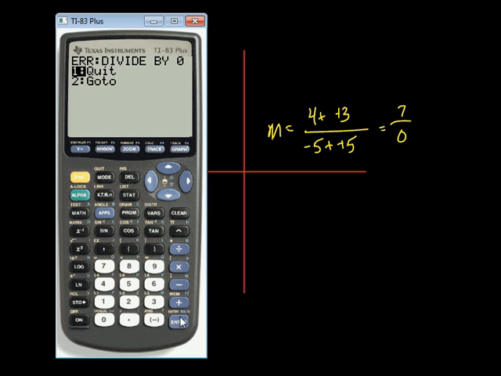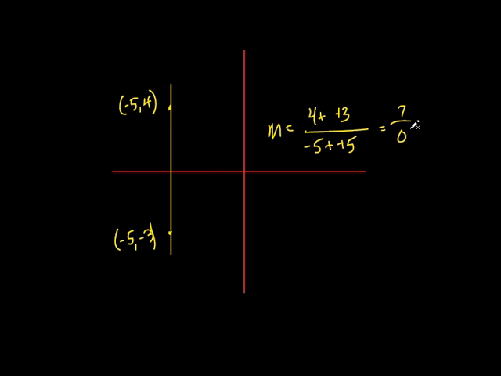Let's see what happens. Oh, error. And it even tells you: you divided by 0, dummy. You can't do that, all right? So you're not allowed to divide by 0. It's undefined. It does not exist, all right? So a lot of times we say it's undefined.